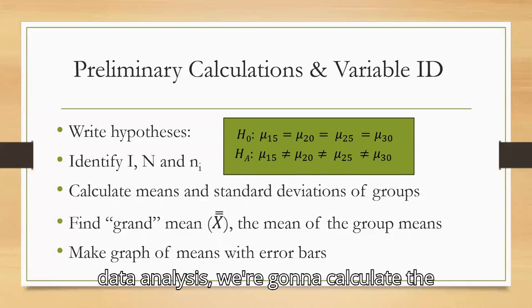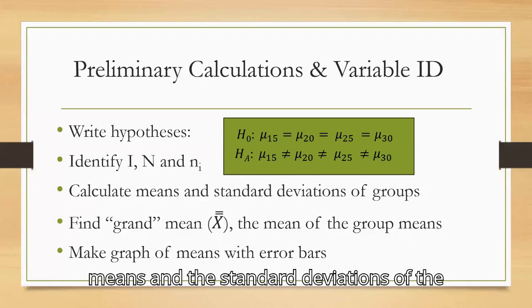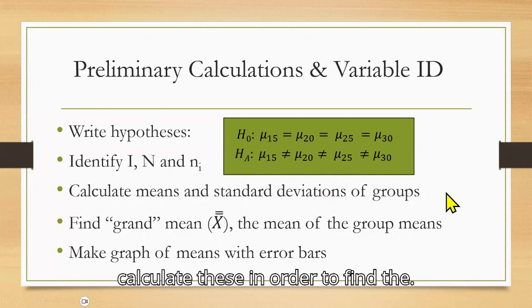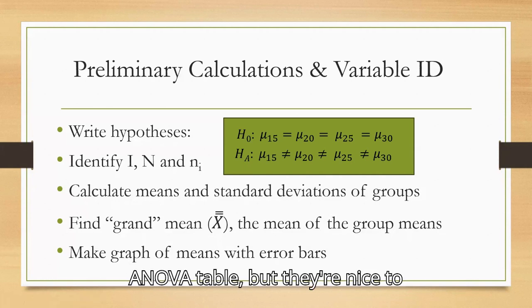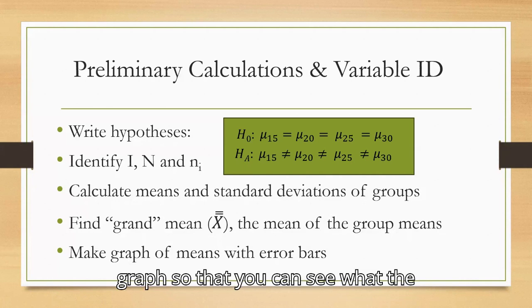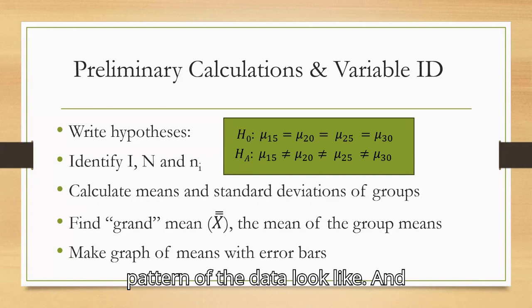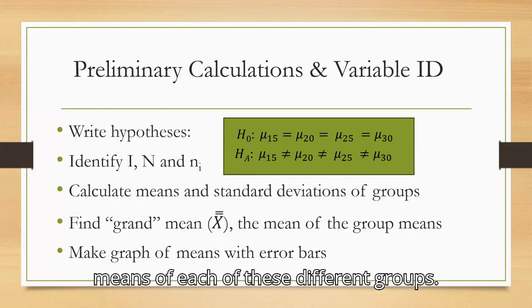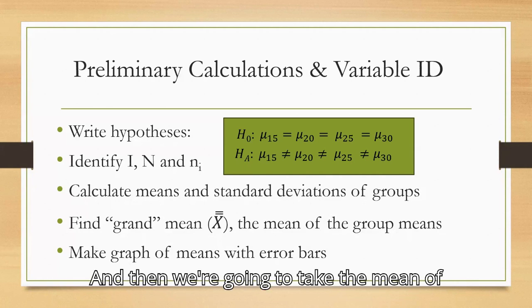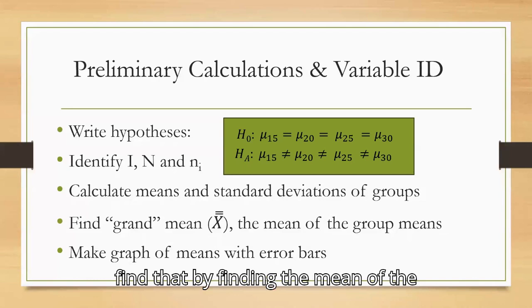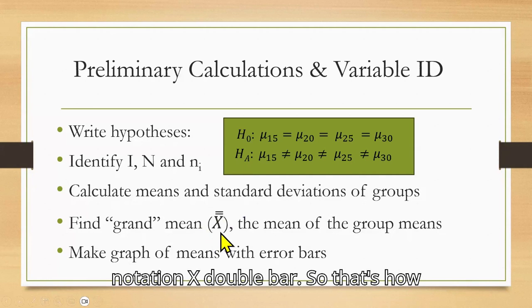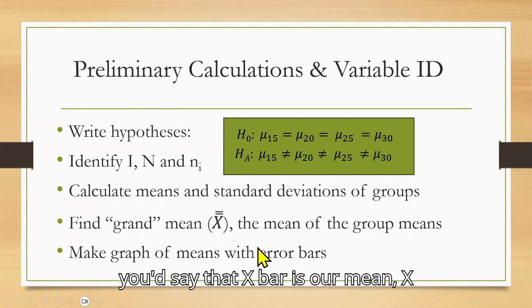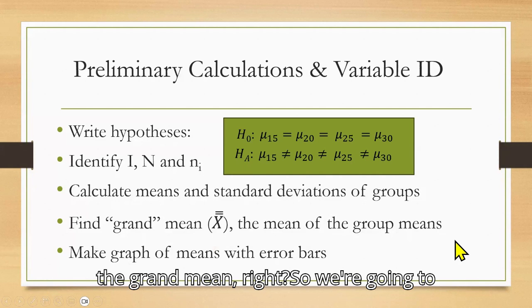All right, for exploratory data analysis, we're going to calculate the means and the standard deviations of the groups. We don't actually need to calculate these in order to find the sums of squares to calculate the ANOVA table, but they're nice to graph so that you can see what the pattern of the data looks like. And then we're going to need the grand mean. So we'll have the means of each of these different groups, and then we're going to take the mean of the data set overall. You can find that by finding the mean of the means, and it's often used with the notation x double bar. X bar is our mean, x double bar is the mean of the means, or the grand mean.